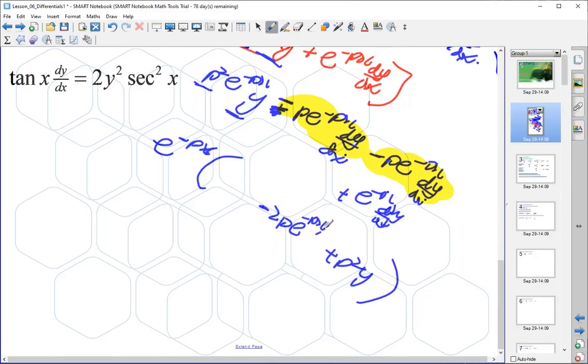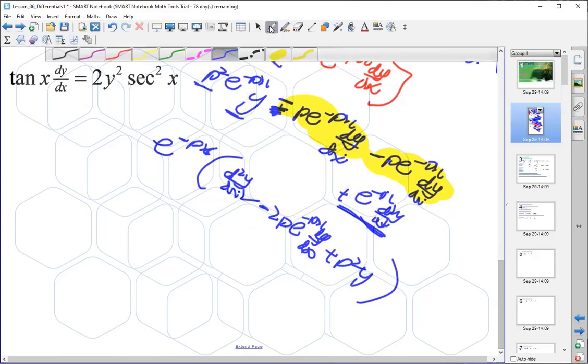dy by dx. And it's p squared, or wait, just dy by dx. d2y. Oh yeah, so that's d2, the last term there. That gives you e to the minus px d2y by dx squared minus 2p e to the minus px dy by dx plus p squared y.